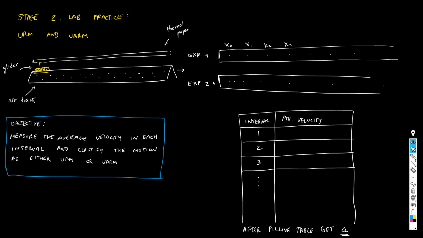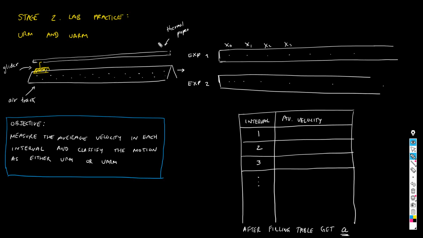What you're gonna see in the video is this device, which is an air track, this piece of metal, and then you're gonna see a glider on top of the track, which is just a little cart, and you're gonna see a strip of thermal paper like that. All of these things you're gonna see when Miss Elsa performs the experiment.